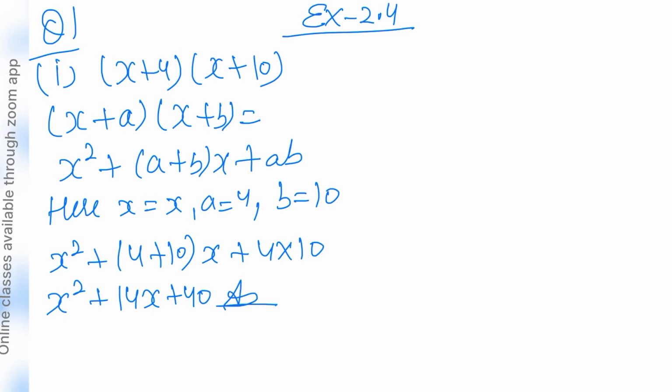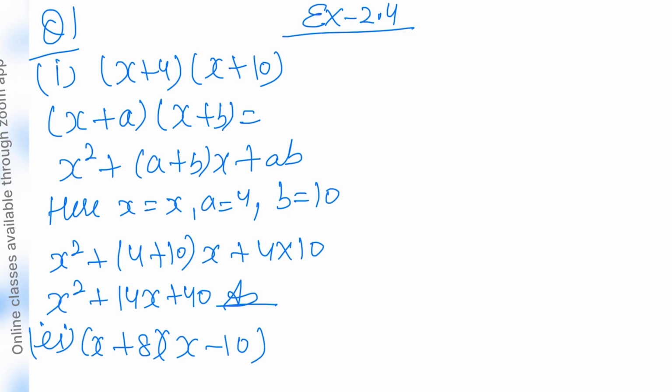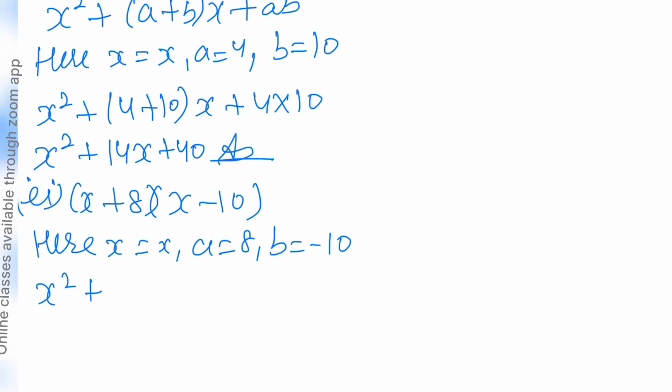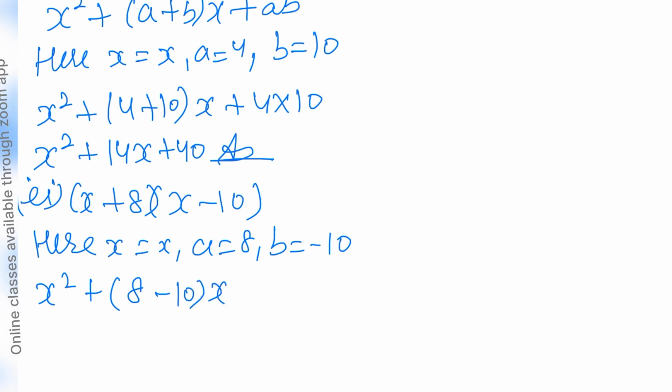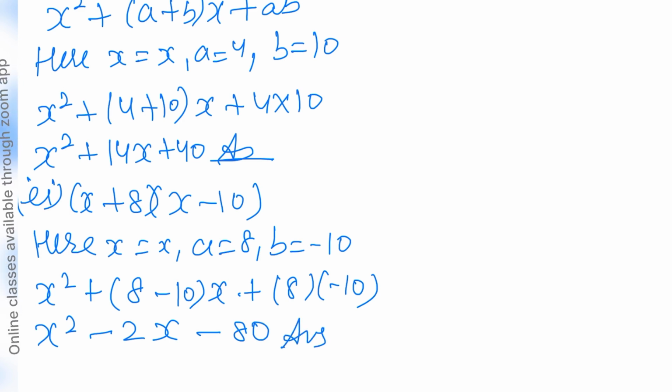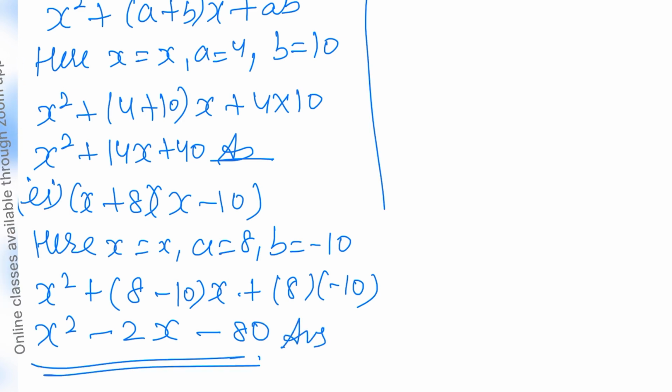Second part is x plus 8 into x minus 10. This is also same identity, x plus a into x plus b. Here x is equal to x, a is equal to 8 and b is equal to minus 10. So x square plus 8 minus 10 into x plus a into b, so 8 into minus 10. So x square, 8 plus minus 10 gives you minus 2, minus 2x minus 80, because positive into negative product gives you negative. So this will be the answer.